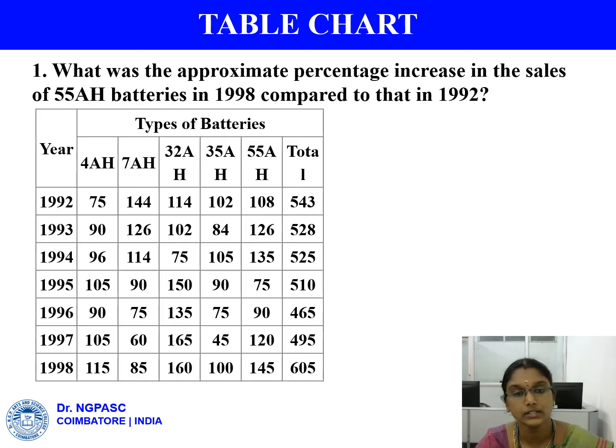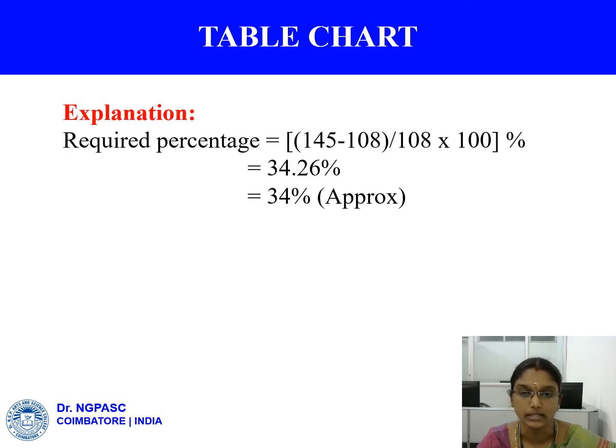So the first question is: what was the approximate percentage increase in the sales of 55 Ah batteries in 1998 compared to that in 1992? See here, 55 Ah batteries in 1998 is 145. In 1992 it is 108. So we have to find the percentage. In the question they asked us compared to 1992, so 145 minus 108, divided by 108, into 100 percent. So the percentage is approximately 34 percent.